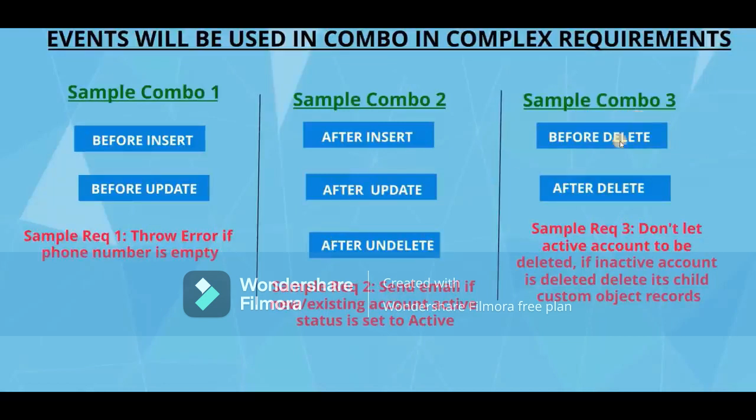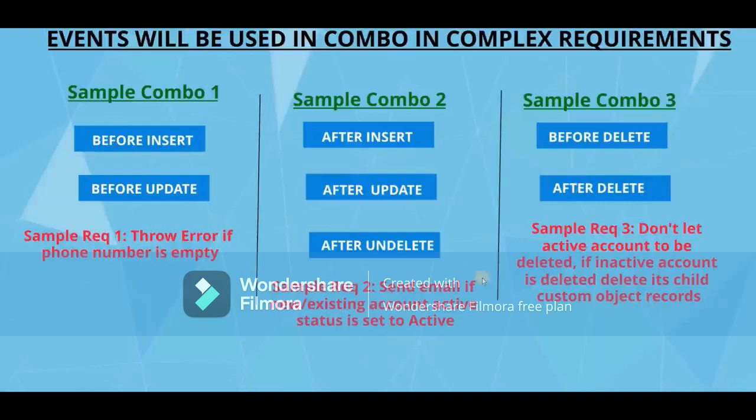Now comes sample combo 3. Here we have two events, before delete and after delete. Let's see the requirement. Don't let an active account be deleted. You already know that if you want to throw an error when an account is getting deleted, you can write it in before delete. Before the delete itself, you can check whether the account status is active or not, and then throw an error. And if an inactive account is deleted, delete its child custom object records also. Let's say an account is being deleted and it is an inactive account; it will be deleted because we will not stop it. However, we also need to delete all its child custom object records. That we need to do in after delete.